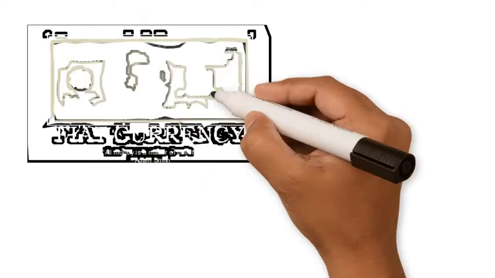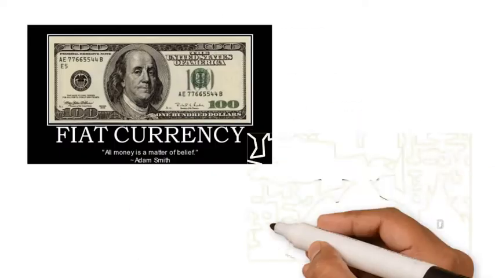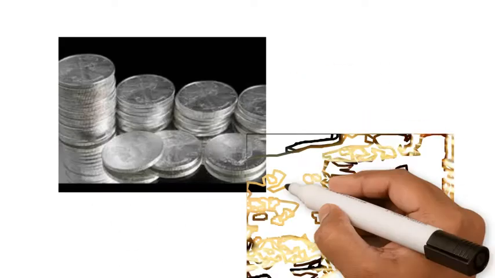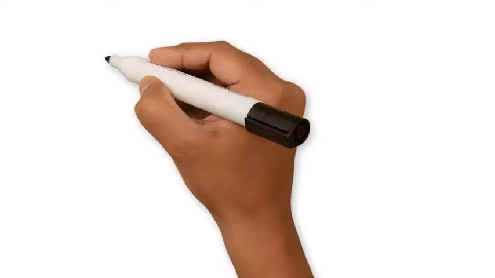Fiat currency is paper currency that is issued by government fiat or decree. The reason it's issued by government decree or fiat is because ordinarily no one would accept it or use it, because it can no longer be redeemed for silver or gold. After all, it's just paper.